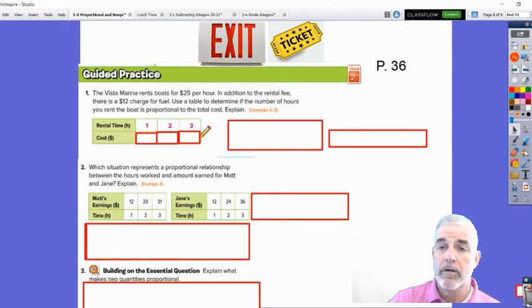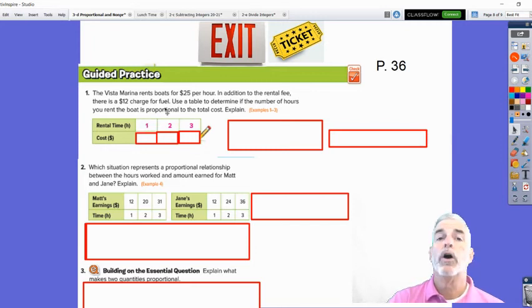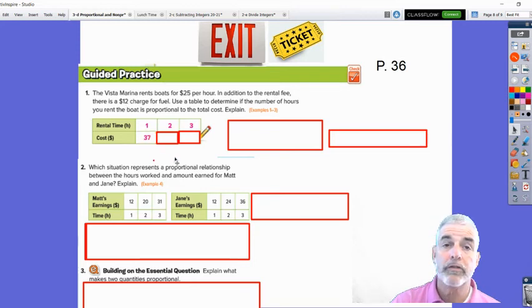If I rent the boat for 1 hour, how much am I going to pay? It's $25 for the hour plus $12 for fuel. So the answer is $37. How much am I going to pay for 2 hours? $25 per hour means 2 times 25, so 50 plus the $12 charge, $62. 3 hours, 3 times 25 plus $12. That's 75 plus 12, or $87.